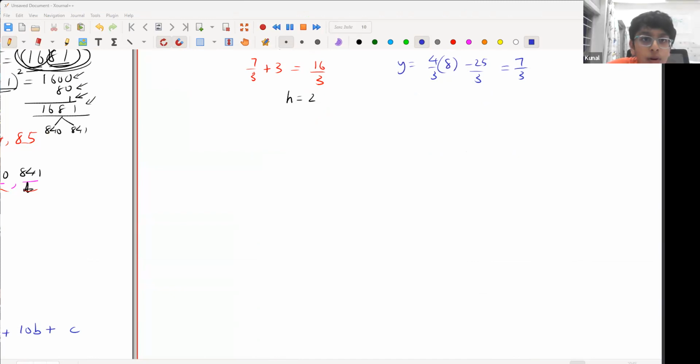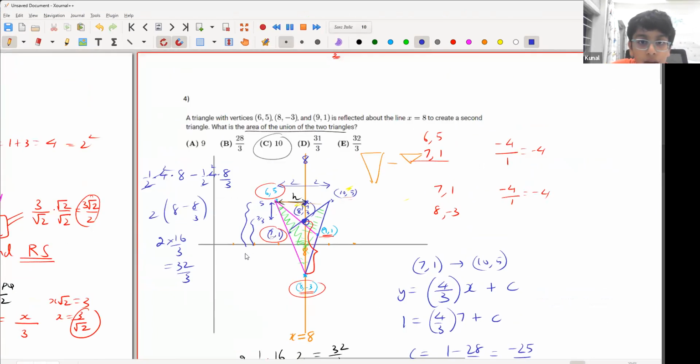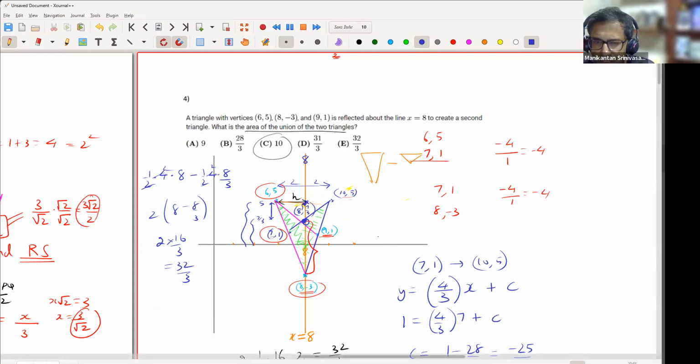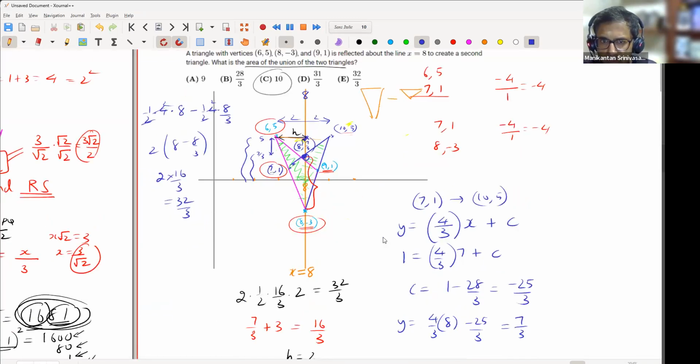So would it be possible to do it if the point 7,1 was not lying on that same line? Yes. If the 7,1 is inside, then it's easy, because anyway the union will include that point, right? Are you with me? Are you following along? Yes.